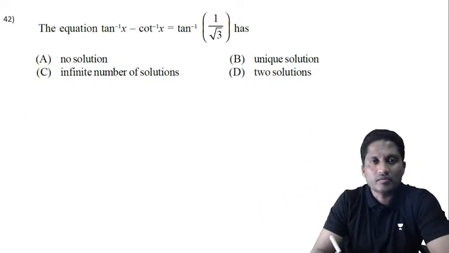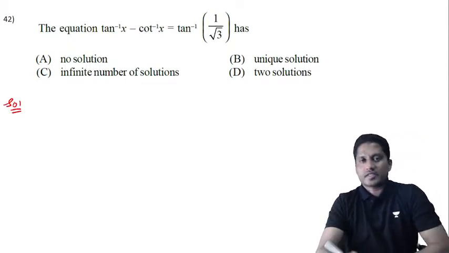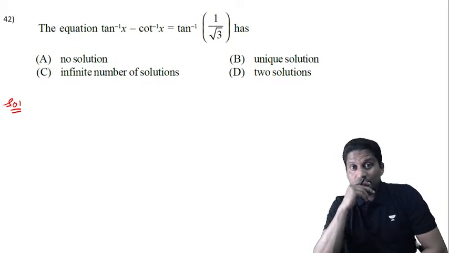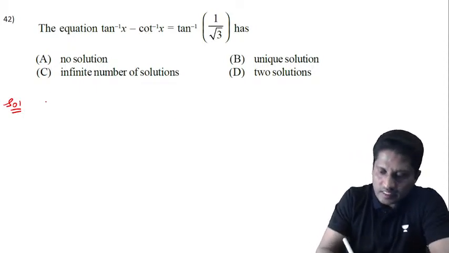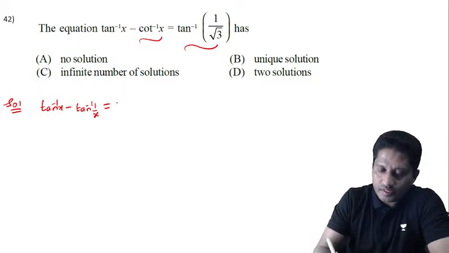Right, question number 42. Tan inverse of x minus cot inverse of x is tan inverse of 1 by root 3. How many solutions will it have? Okay, now tan inverse of x minus this cot inverse of x can be written as tan inverse of 1 by x. Tan inverse of 1 by root 3 is pi by 6.